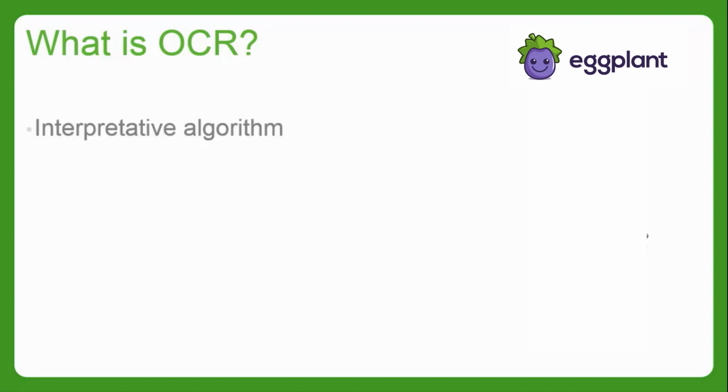OCR is an interpretive algorithm. It looks at all of the pixels in the search area, trying to figure out if the arrangement of pixels there looks like any known characters. OCR uses dictionaries to help it interpret the shape of pixel arrangements. OCR works very hard to interpret the text in your application under test.